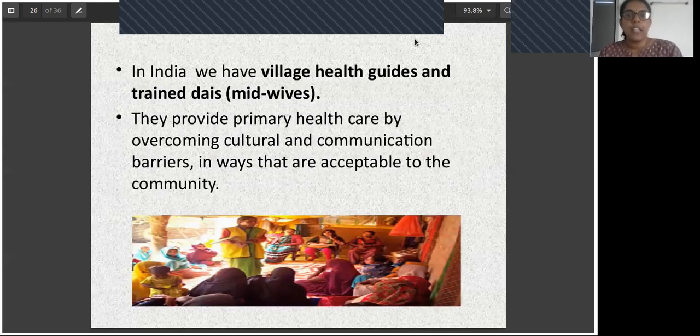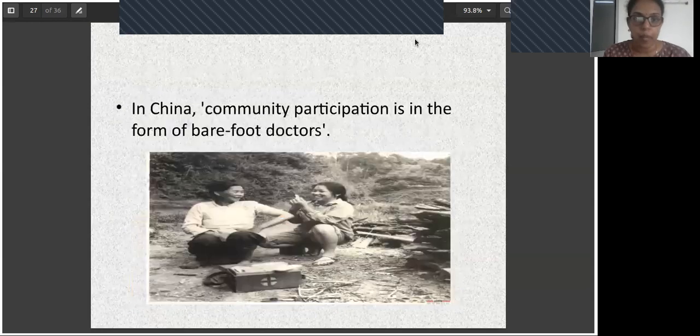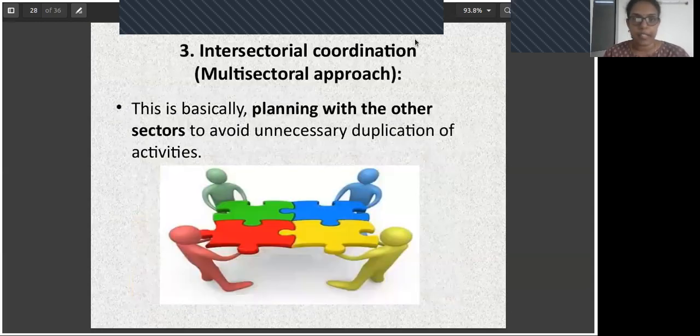So we can see in India, we have village health guides and trained guides. They provide primary health care by overcoming cultural and communication barriers in ways that are acceptable to the community. That is one pure example of community participation. In China, they used to have community participation in the form of barefoot doctors. Barefoot doctors were there in China, so they used to go door to door providing healthcare.